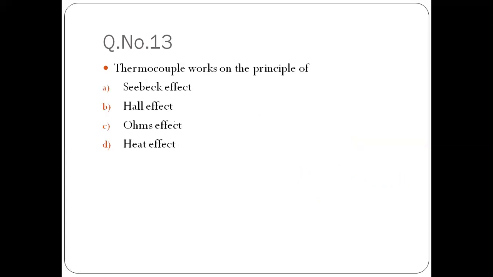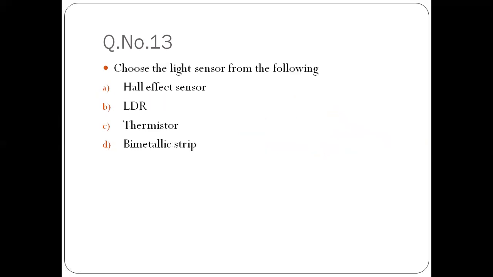Thermocouple works on the principle of, this we all know, the Seebeck effect. That means if you connect two dissimilar metals, two junctions will be formed, and if both the junctions are maintained at two different temperatures, then an EMF will be developed in the circuit. That is called the Seebeck effect. So this is the principle on which a thermocouple works.